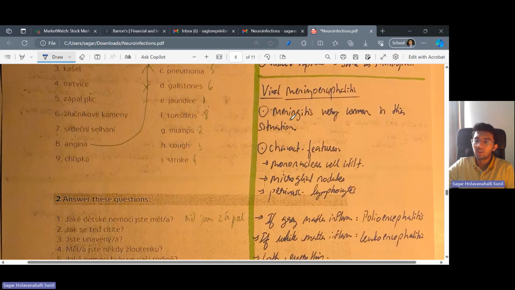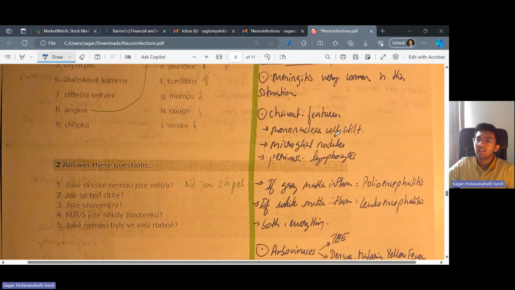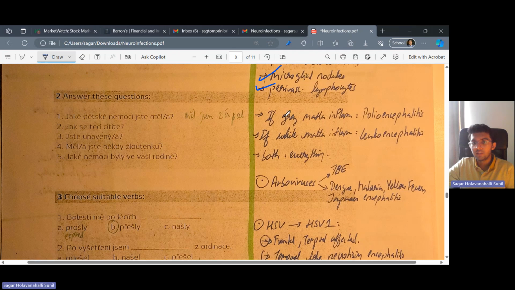Now, viral meningitis. Viral meningitis is very common. If you have viral meningoencephalitis, viral meningitis is almost always present. Some characteristic features: cell infiltration. What do you think? Obviously, mononuclear. Microglial nodules, perivascular lymphocytes. Just throw in these points. What's interesting is if there's gray matter inflammation, it's called polioencephalitis. If it is white matter that's getting inflamed, it's called leukoencephalitis. If both, then it's just a combination of polio and leuko.